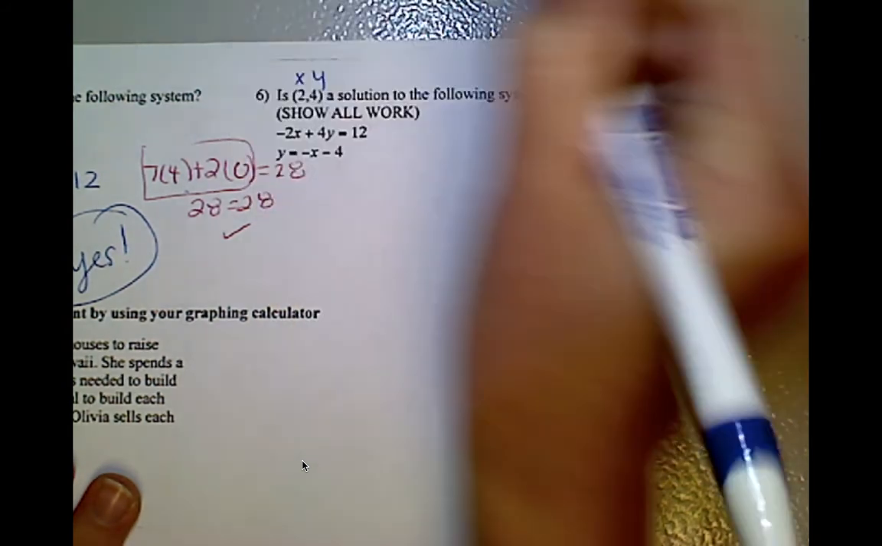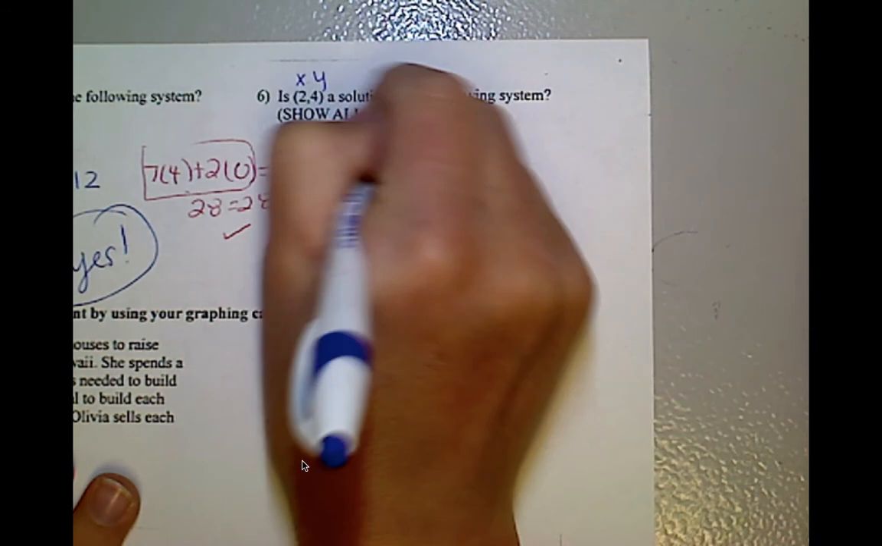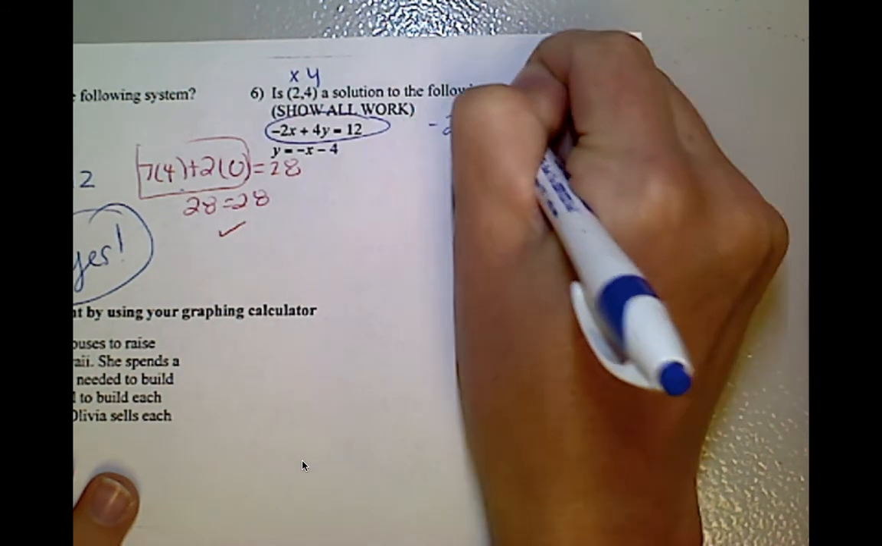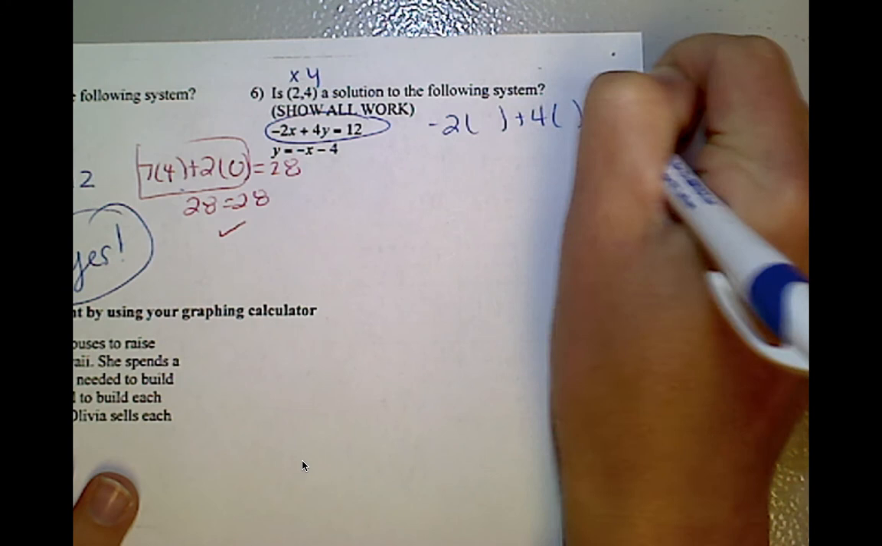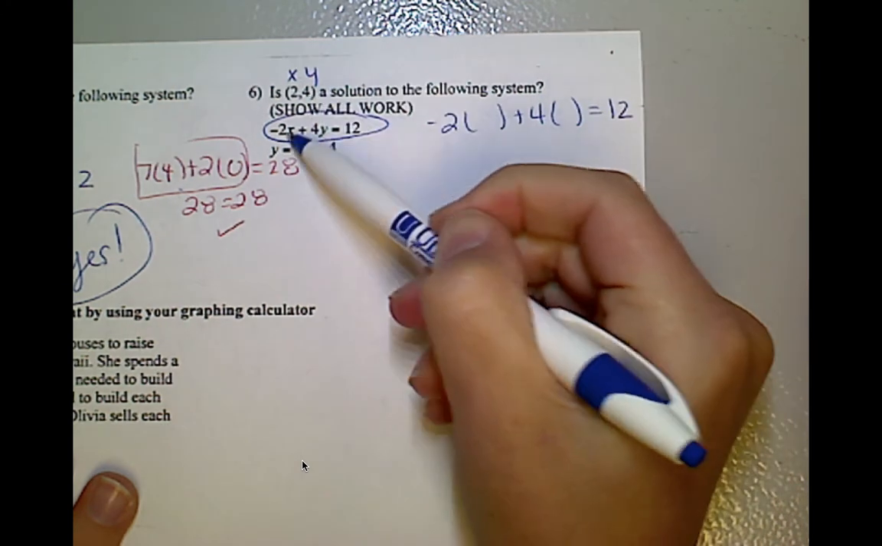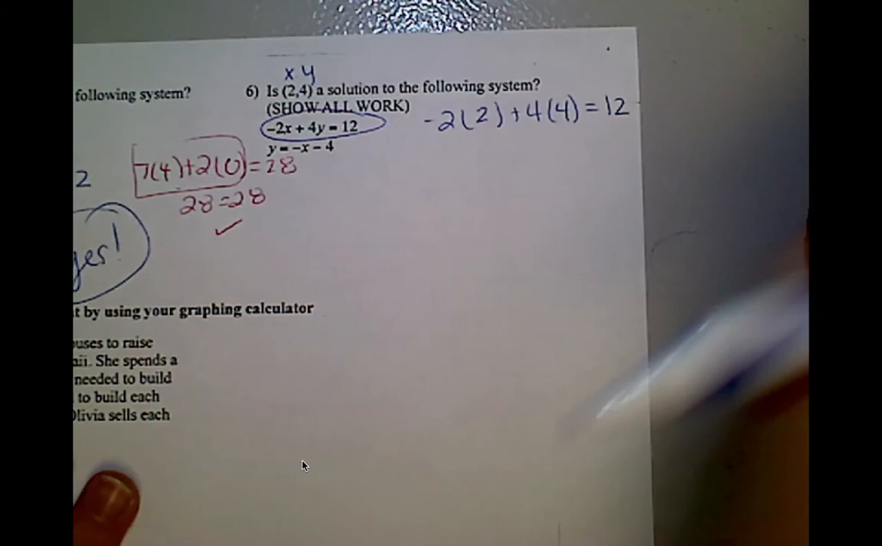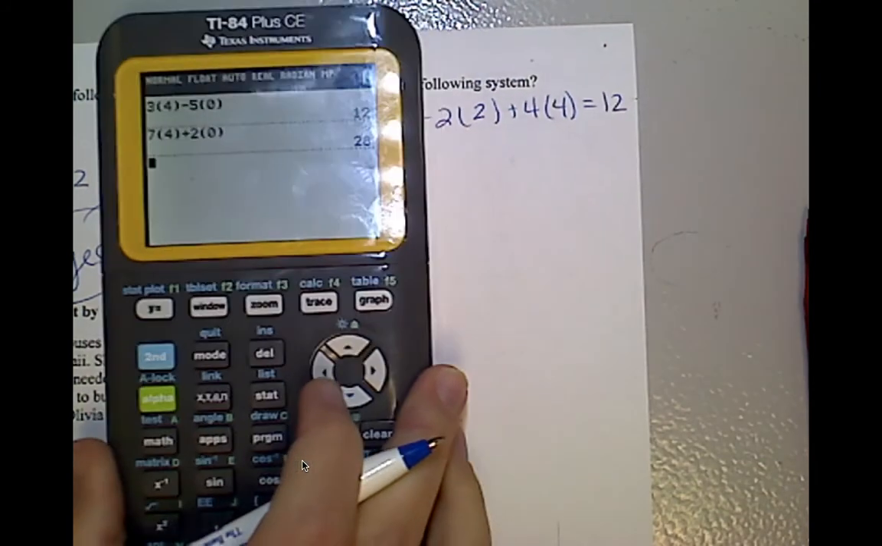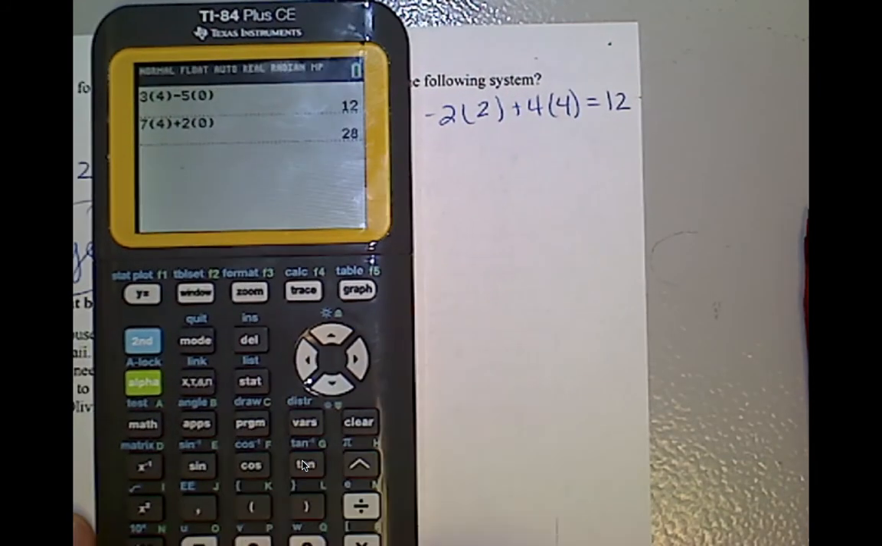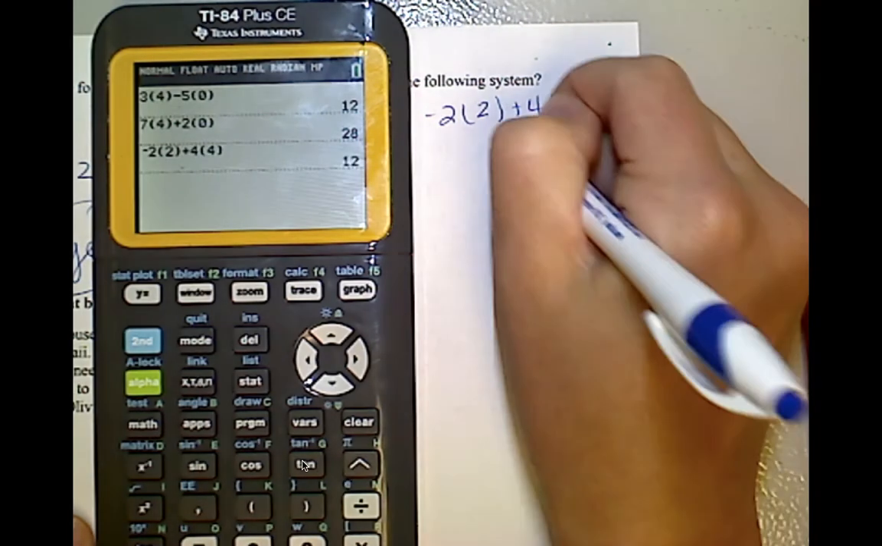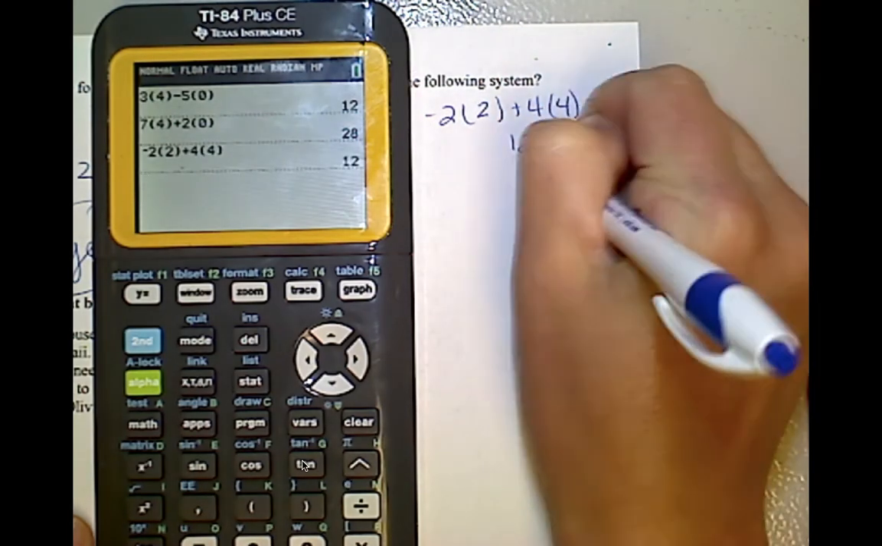This is your x, this is your y. We're going to check both of these. We're going to do the blue one first. -2 times something plus 4 times something equals 12. I'm going to replace x with a 2 and y with a 4. That left side's all numbers, so I'm going to just type in my calculator exactly how I see it. -2 parentheses 2 plus 4 times 4, and that gives me 12. So 12 equals 12 checks out.